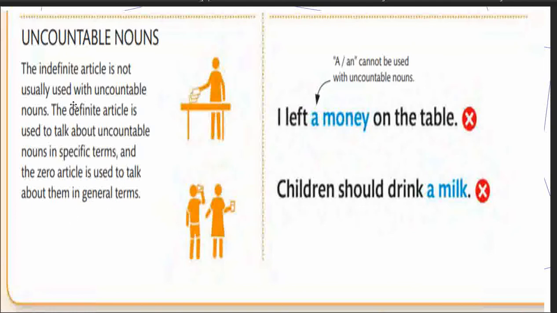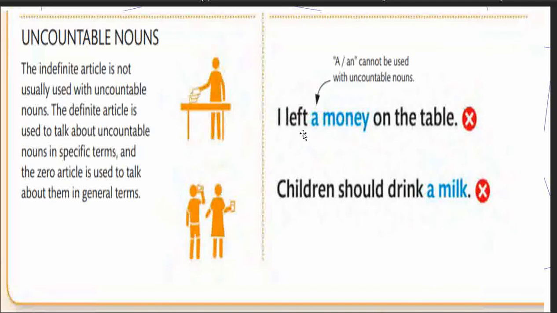Now let us see how to apply this rule. I left our money on the table. It is incorrect. Our cannot be said at all. Why? Because a or an cannot be used with uncountable nouns. So you cannot use a. Now let us see. Children should drink our milk. This is also incorrect because you cannot count milk at all. So this is also incorrect.